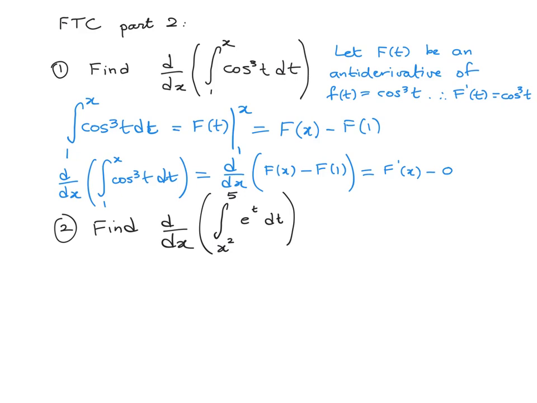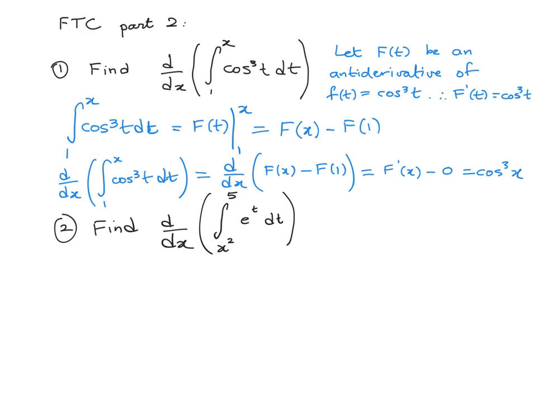So what we've got now is that the derivative of this integral, which is what we're trying to get, is basically equal to capital F prime of x minus 0. Well, we know capital F prime of t was cosine cubed t, so capital F prime of x is simply cosine cubed x. And I'm not going to bother writing the minus 0 part. And there's our answer.